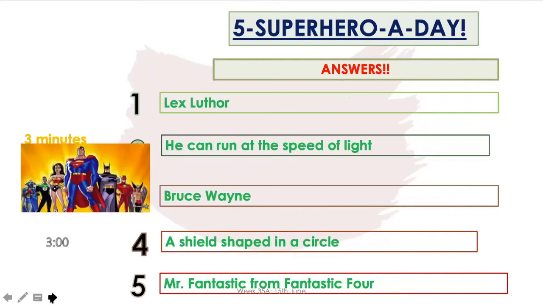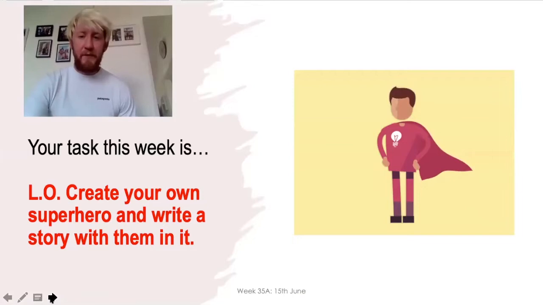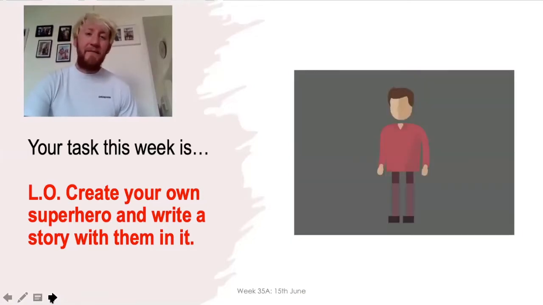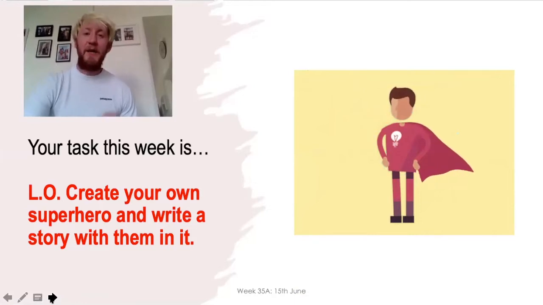And I'm back. This week, then, your task is to create your own superhero and write a short story with them in it. Okay, so your do now should have got you guys thinking about superheroes, thinking about types of abilities that they might have. Can they fly? Are they able to go invisible? Do they have weapons? And such. And that's all going to be really important when we start looking at how we're going to shape our story. Okay.